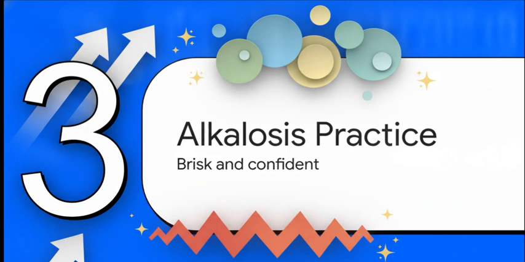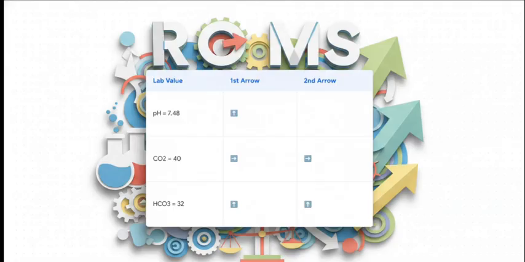Fantastic job on those. Let's shift gears to part 3, the alkalosis practice drills. Starting example 4, our pH is high at 7.48, so first arrow goes up. CO2 is normal, bicarb is high at 32, first arrow goes up. Applying ROMS for our second arrows, since bicarb is metabolic, its same direction second arrow shoots straight up as well. It perfectly matches the high pH, giving us metabolic alkalosis.